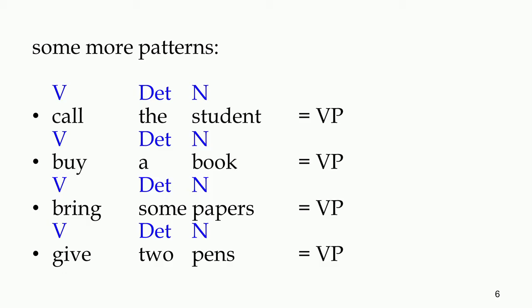Buy a book, again verb and the noun phrase. Bring some papers, verb and a noun phrase. Give two pens, again verb and a noun phrase. Therefore, they make a verb phrase. These are the examples of verb phrases.